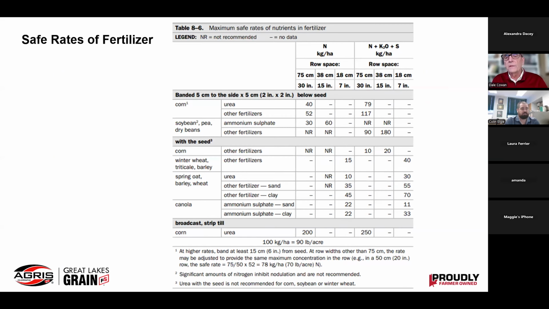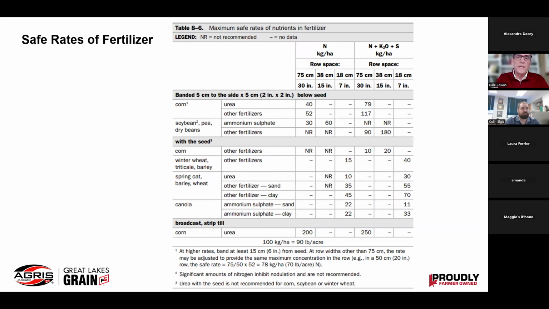If you move over and you're going to put on N and K and S, then if you're using urea, the maximum amount of N, K, and S is 79. If you use any other fertilizer other than urea, like ammonium sulfate, then you can go to 117, or roughly 105 pounds of total N, K, and S. The phosphorus is not a salty material. These are the three things they have to watch for. So that's going to limit how much you can put in a band.